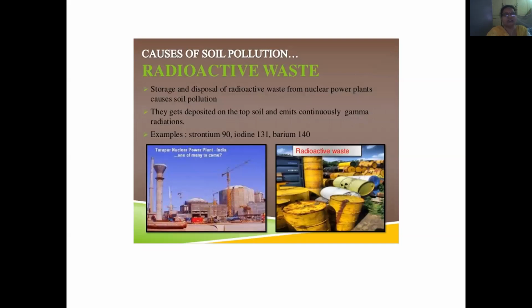Then coming to the radioactive waste. So this radioactive waste generated from the nuclear power plants gets deposited on the top of the soil and emits gamma radiations, which are very, very toxic. Right? So examples given are strontium 90, iodine 131, barium 130. So the storage and disposal of the radioactive waste should be very, very careful, right?